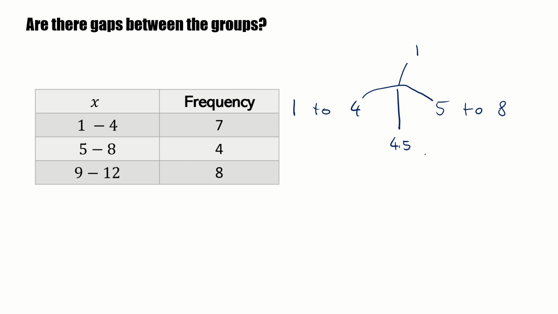What you do is you then make that the new class boundary for both the group before it and the group after it. So that means the 1 to 4 group is now going to be finishing at 4.5, and that means the 5 to 8 group is now going to be starting at 4.5 instead. And then you can do that for the other group. So 8 to 9, the group from 5 to 8 and the group from 9 to 12, you can close the gap there as well. Again, halfway between 8 and 9 is 8.5. So you make the second group finish at 8.5 and make the third group start at 8.5.